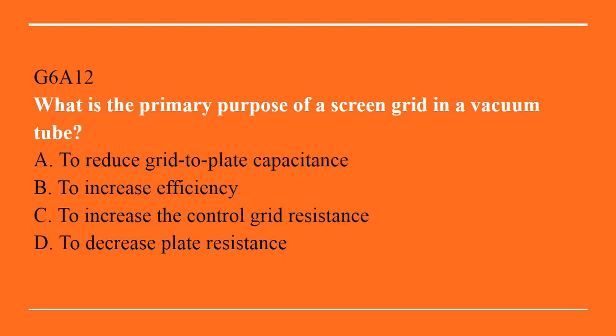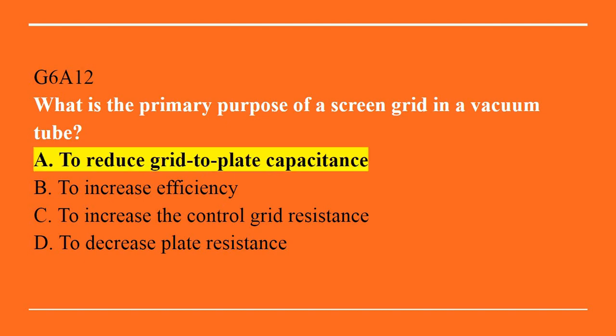G6A12. What is the primary purpose of a screen grid in a vacuum tube? A. To reduce grid-to-plate capacitance. B. To increase efficiency. C. To increase the control grid resistance. Or D. To decrease plate resistance. Answer is A. To reduce grid-to-plate capacitance.